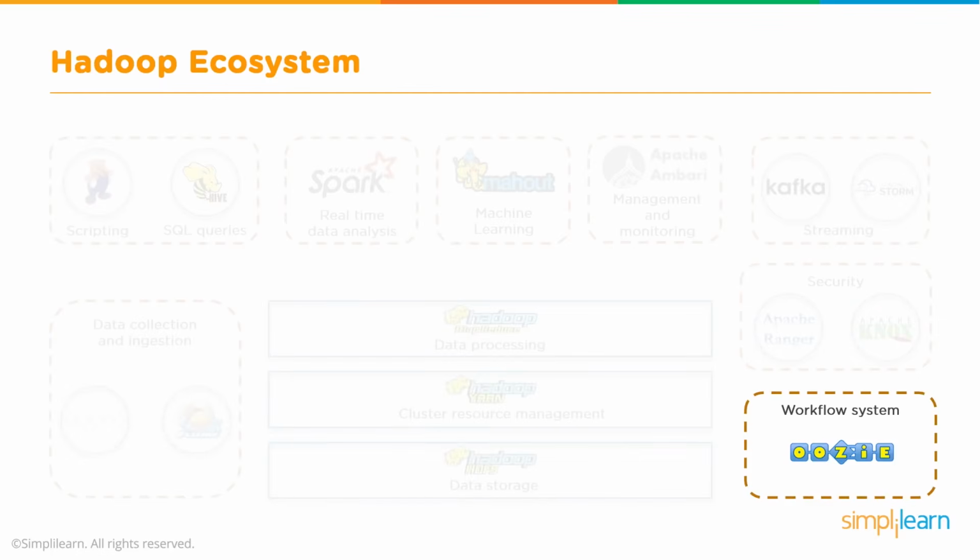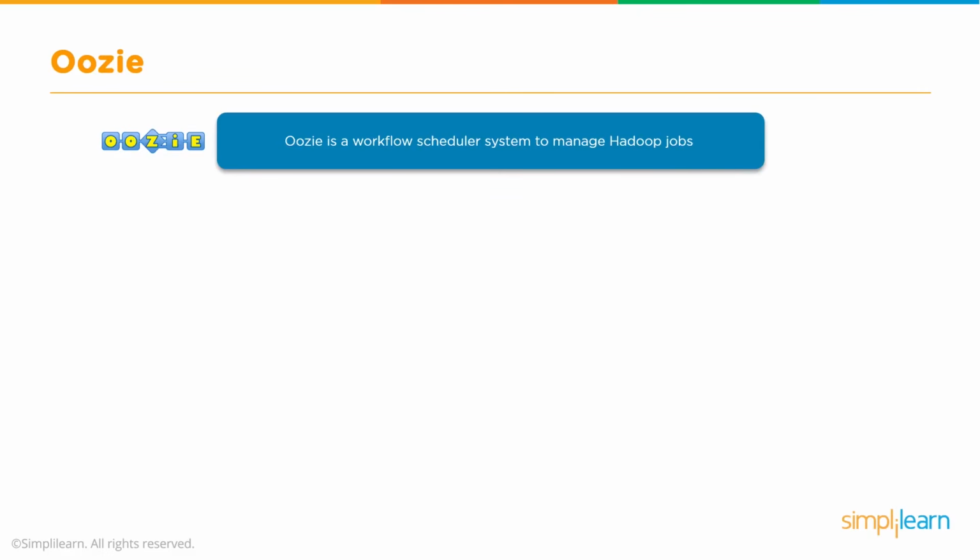Let's go ahead and take a look at workflow system, the Oozie. And there's some other ones out there. Oozie is the one that's specific to Hadoop. There's also like a Zookeeper out there and some other ones. Oozie's pretty good. Oozie is a workflow scheduler system to manage Hadoop jobs.